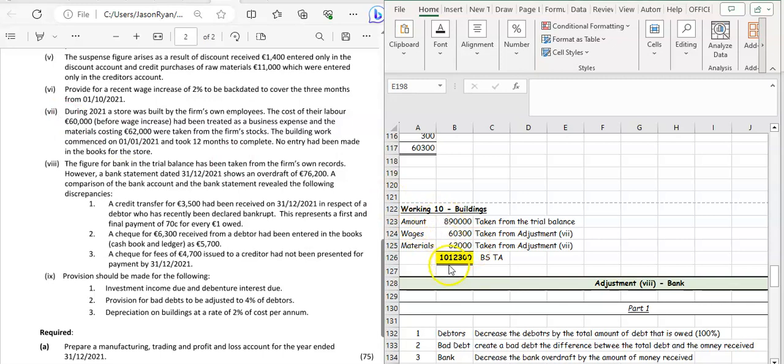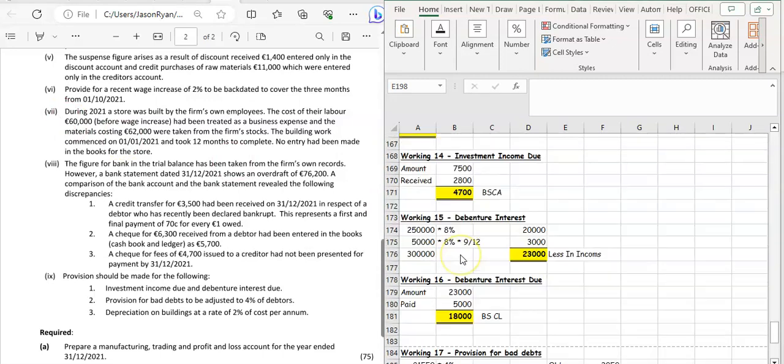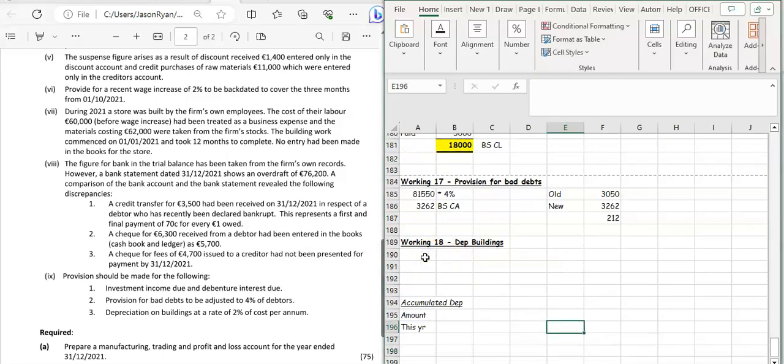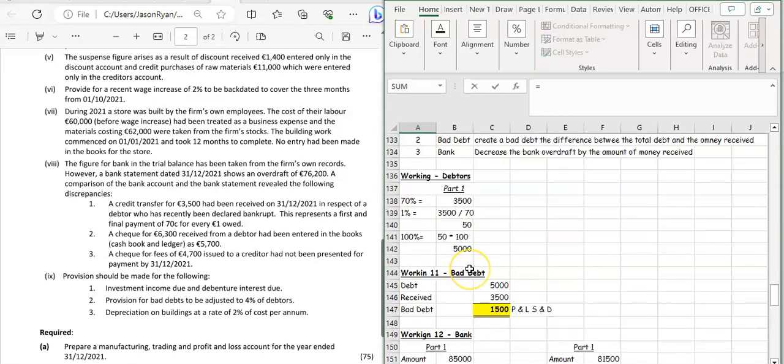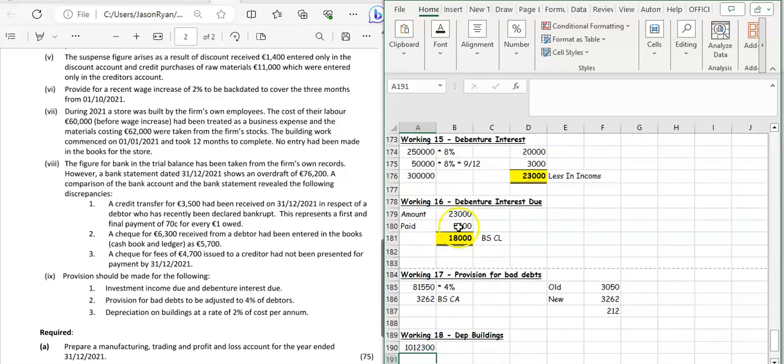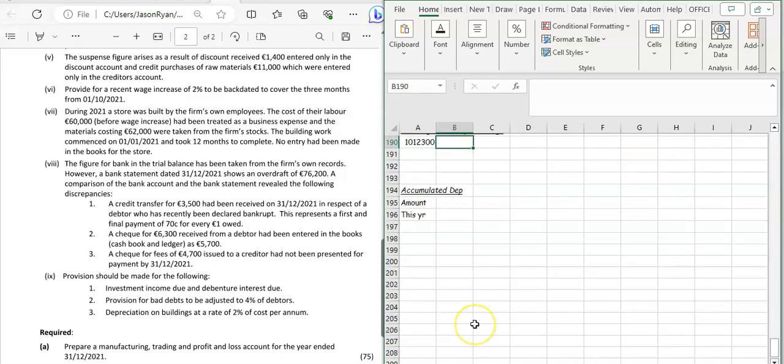So our buildings is 1,012,300. We're going to take that amount as part of working 10 and multiply it by the depreciation figure in the question, which is 2%. That's going to give us this year's depreciation, which goes into your profit and loss account as an expense. That gives us €20,246, and it goes into your profit and loss as part of administration.